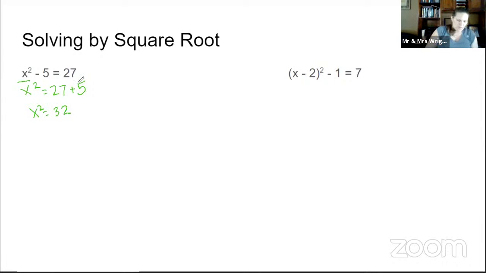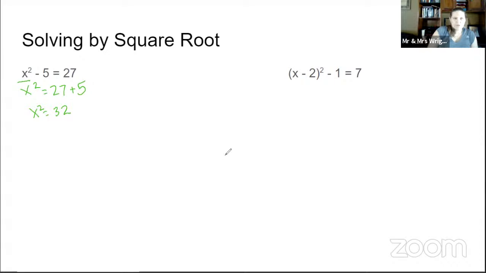So one thing that's going to be helpful here is to make sure you have a calculator that can do square roots, right? You want to make sure you have that. But not every square root is going to have a perfect square.